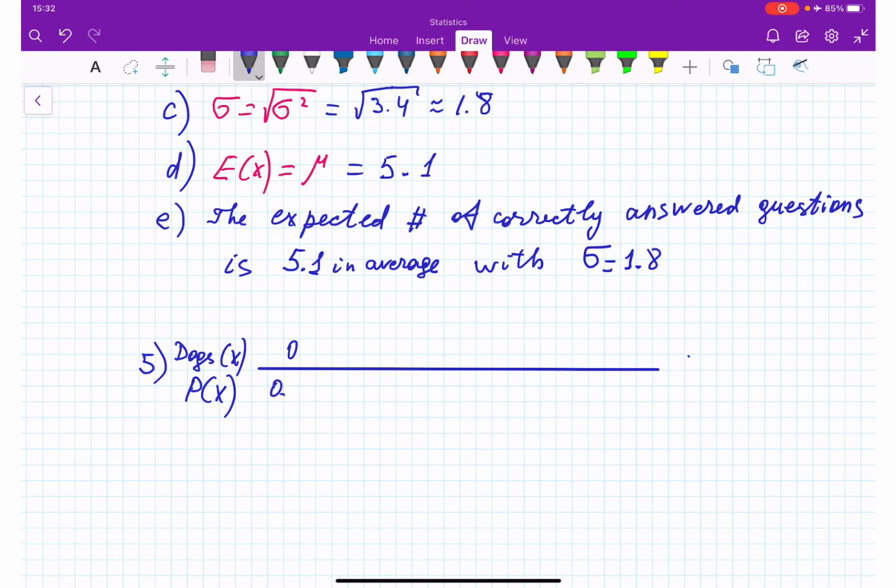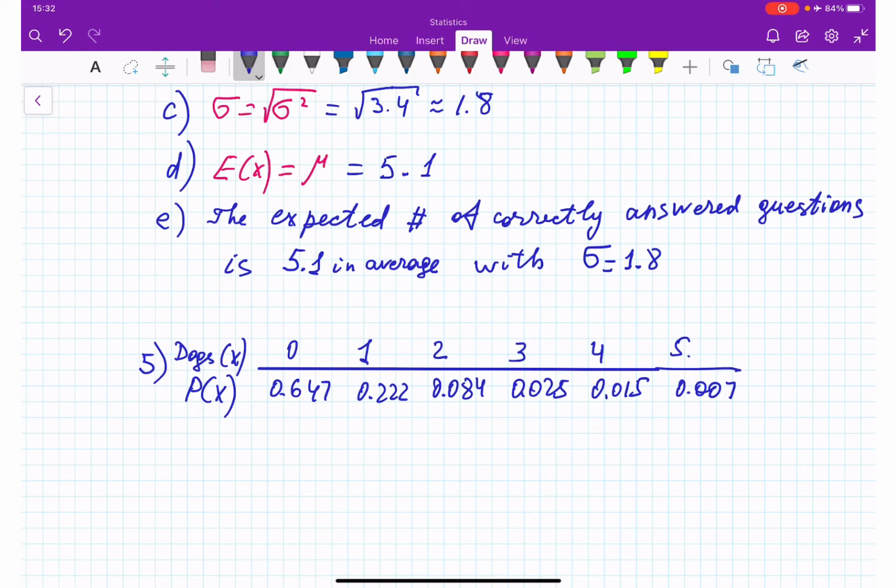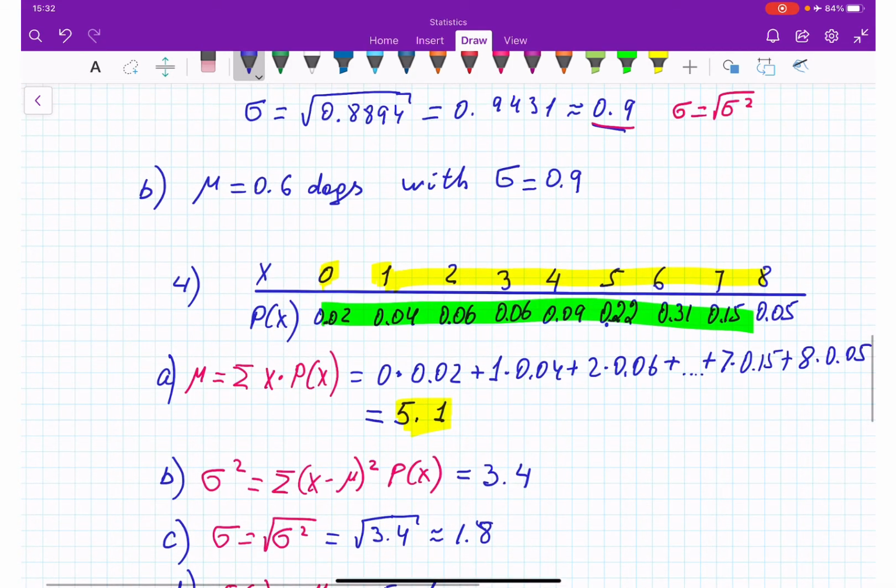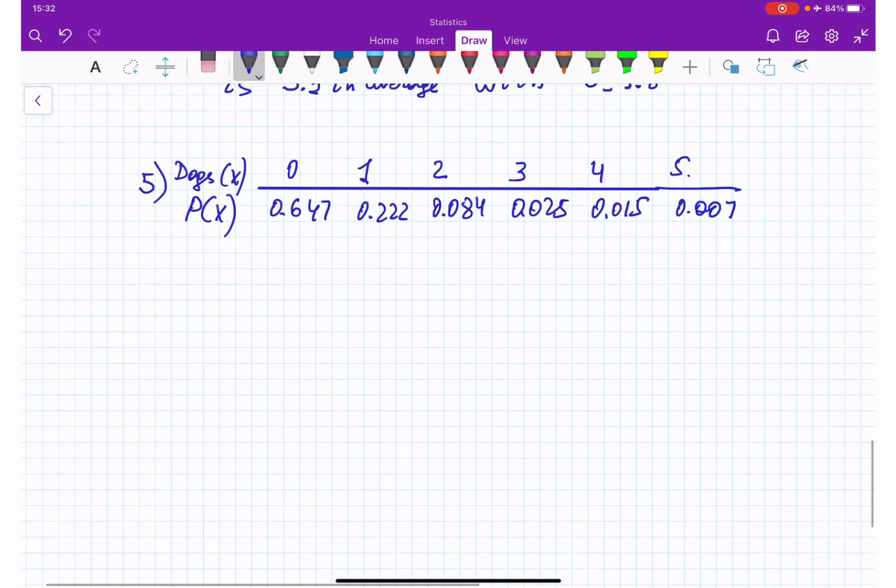64.7% or 0.647. One dog 0.222. Two dogs it's 0.084. Three dogs 0.025. Four dogs 0.015. Five dogs 0.007. It's not the same probability, is it? No. All right. So A.